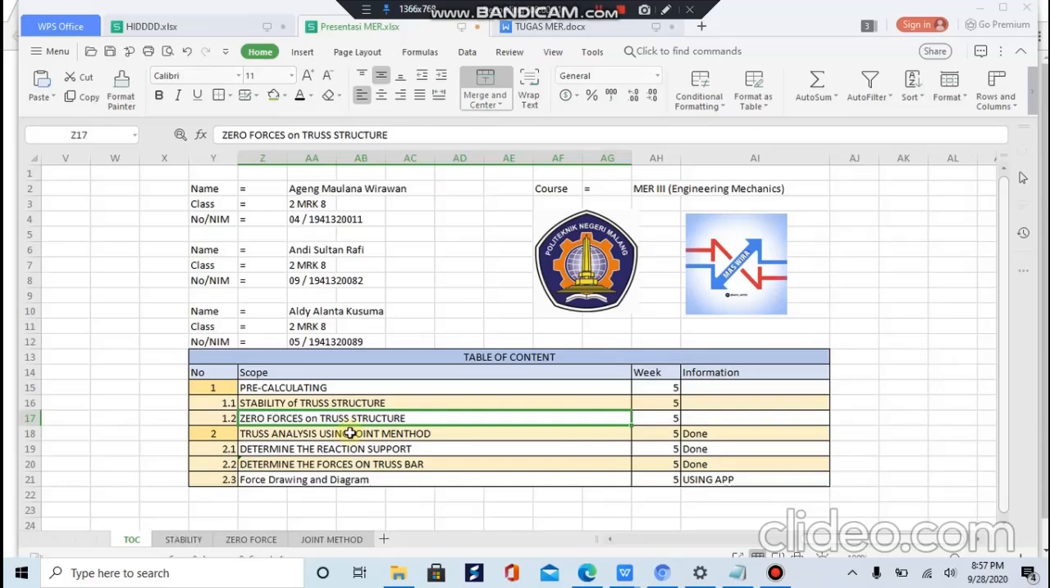Then, we will analyze a truss system using the joint method, starting from calculating the reactions on the supports, calculating the force, tension or compression, on each member, and describing the color diagram of the truss system. So, without any further ado, the time is yours, Aldi.